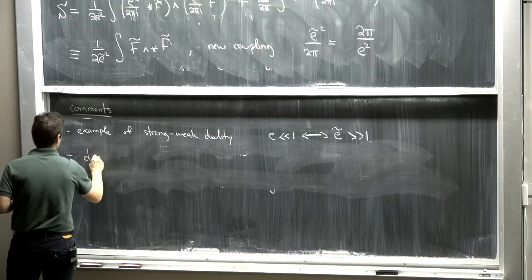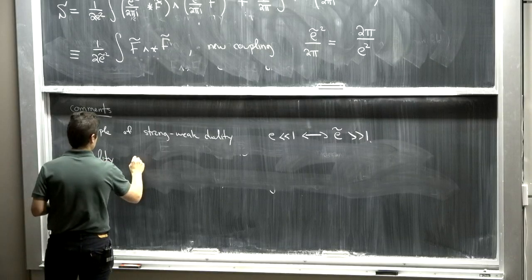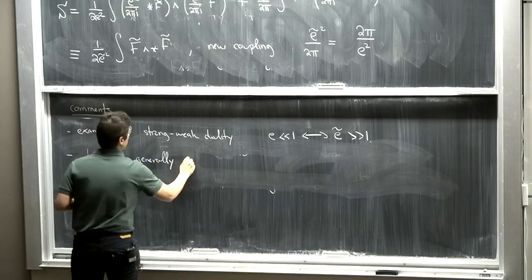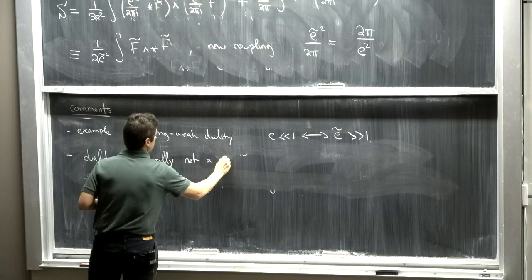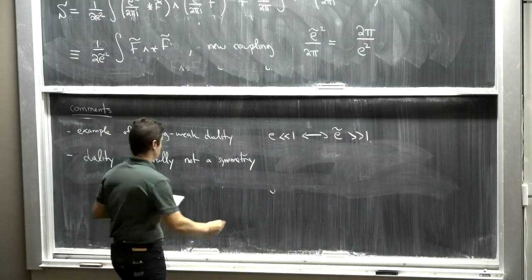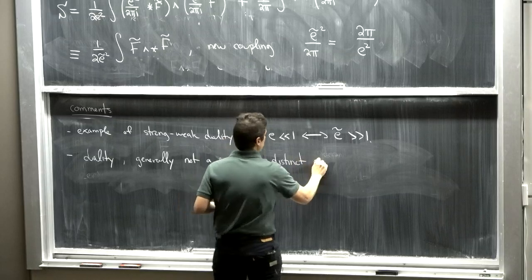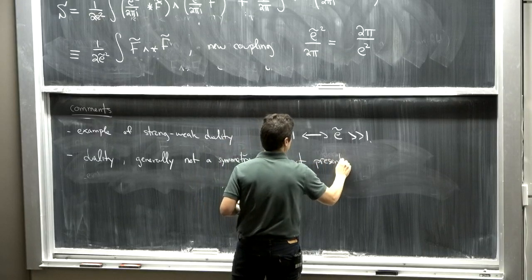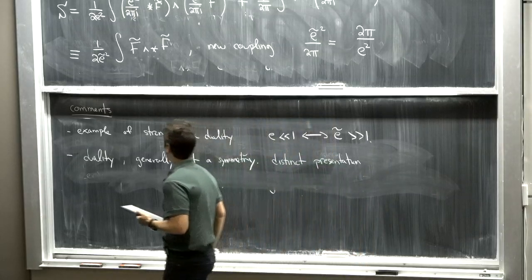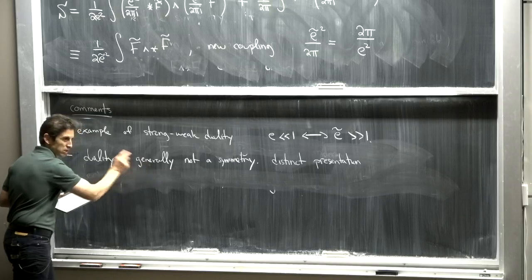Duality is generally not a symmetry. It's just a distinct description of our same fixed theory. And we'll try to understand what's in this weasel word generally soon.